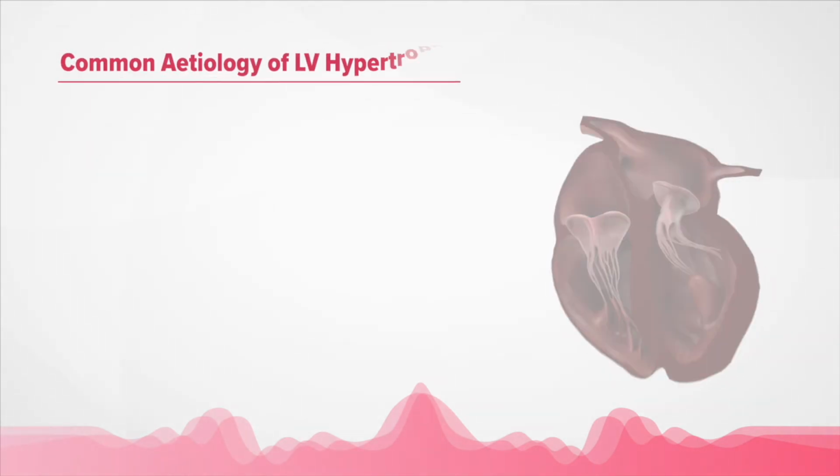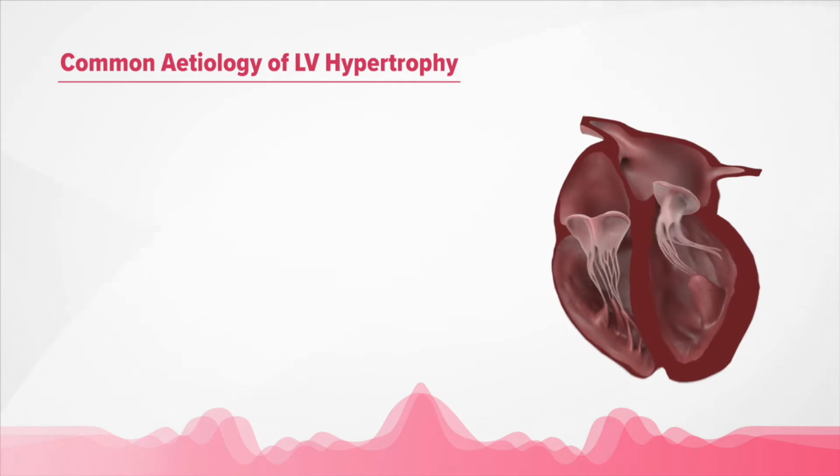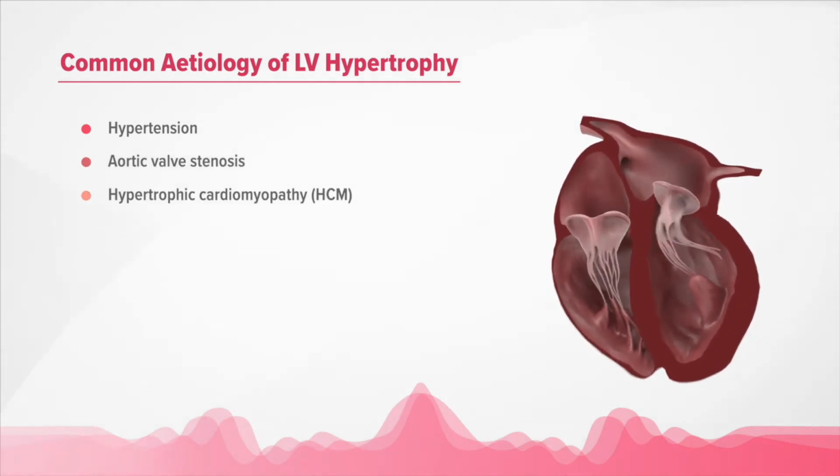The left ventricle can become thicker or hypertrophied as a consequence of three common causes: hypertension, aortic valve stenosis, and hypertrophic cardiomyopathy. Hypertension and aortic valve stenosis are related to the increased pressure the heart pumps against. In contrast, hypertrophic cardiomyopathy, or HCM, is an inherited heart muscle disease.